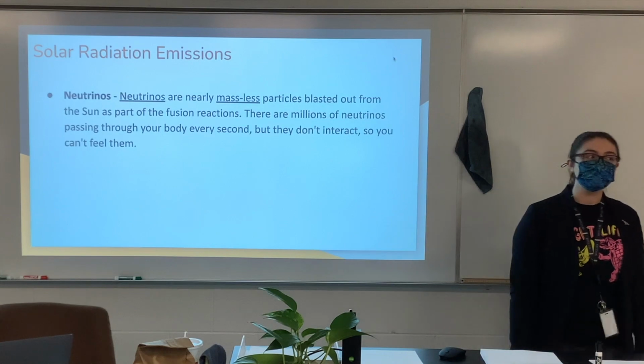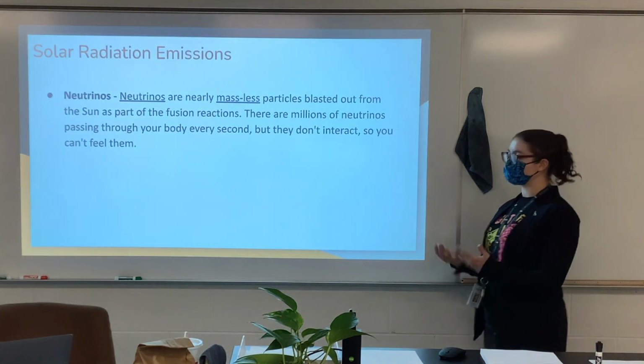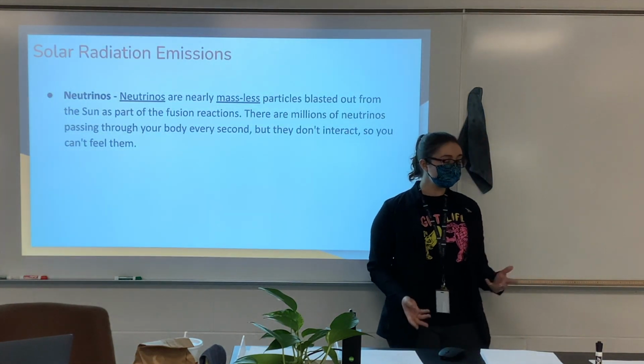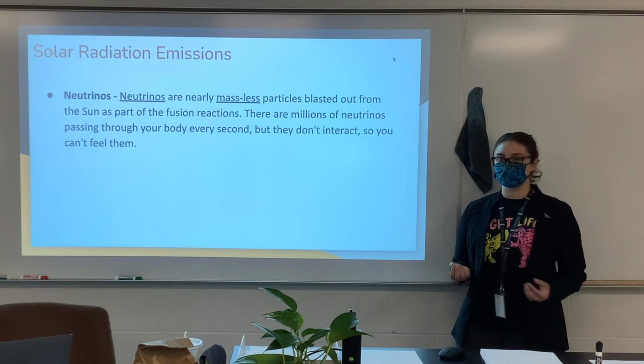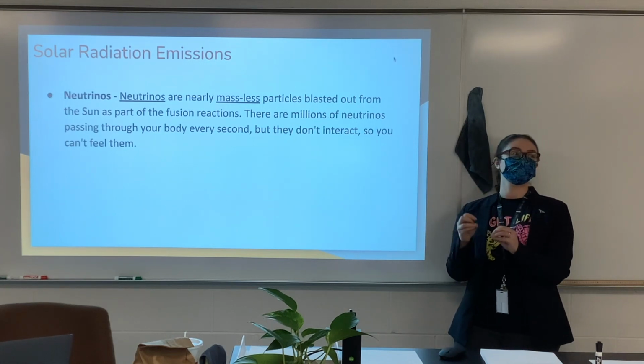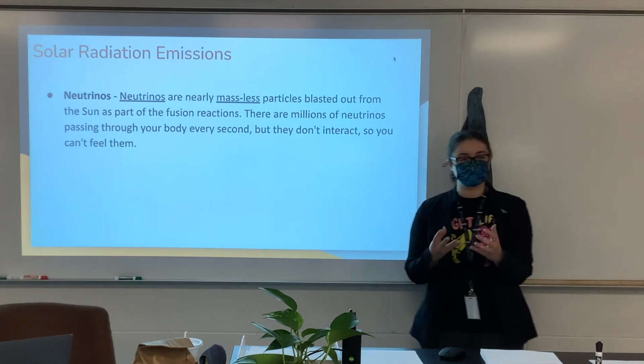The sun also emits particles. Like I said before, radiation can come in the forms of electromagnetic waves or as particles. And one particle emitted by the sun are neutrinos. Neutrinos are interesting because they're almost massless. Their mass is so tiny, it's almost undetectable.